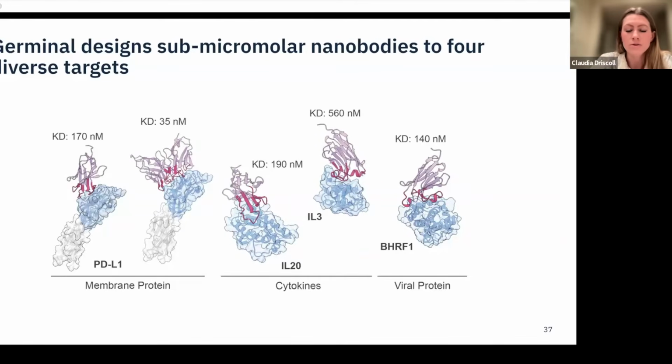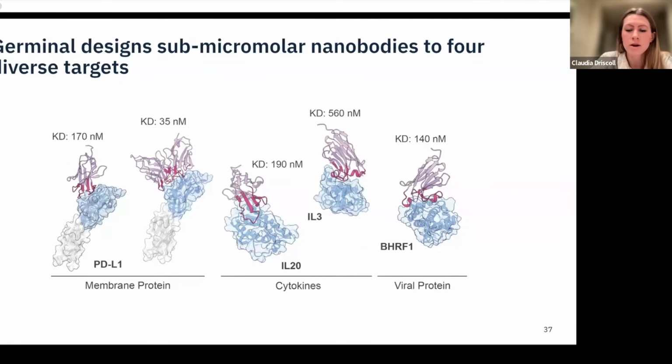We also opted to design binders against the 2 cytokines, IL-20 and IL-3, which play a role in human immunity. And importantly, at the time, and I think still today, there were no known de novo binders to either cytokine. So these were a more challenging design task.